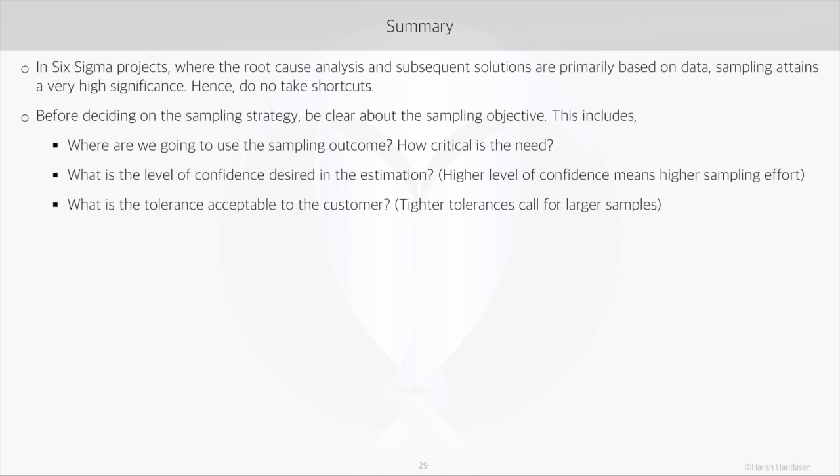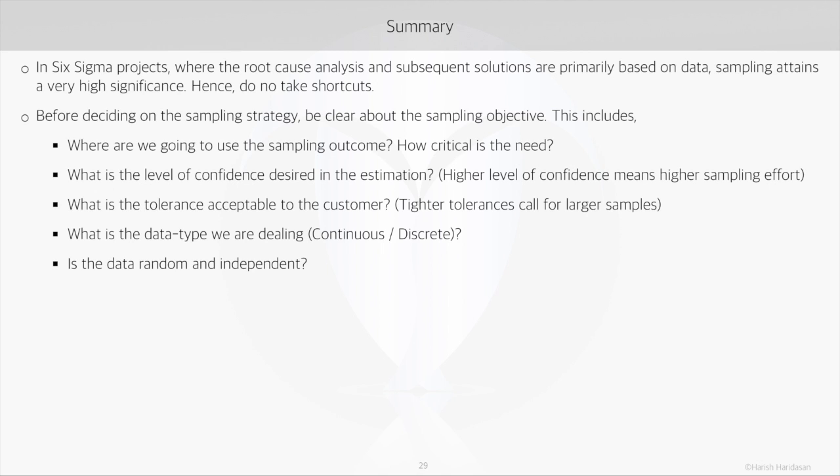Then there is customer's angle. What is the tolerance or range of variation in the estimated mean that would be acceptable to the customer? We also know that tighter tolerances would always call for larger samples. Then there is data type, that is continuous or discrete. This data type has a clear impact on the choice of sampling method.